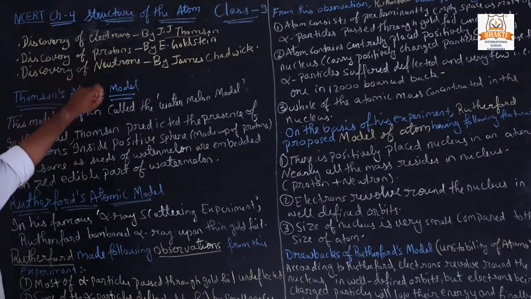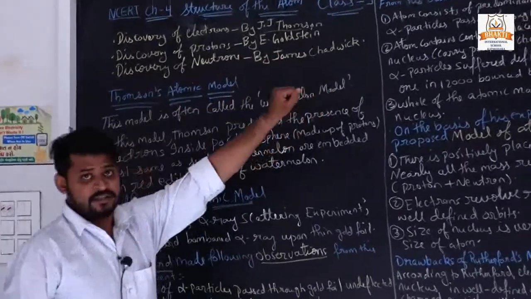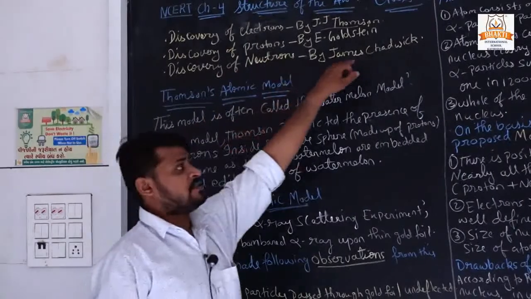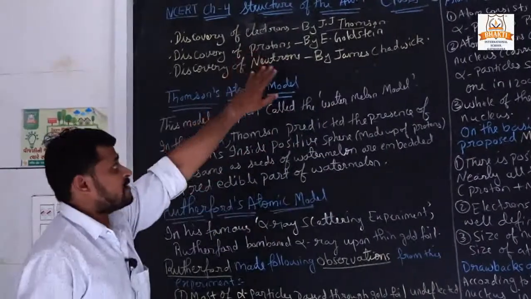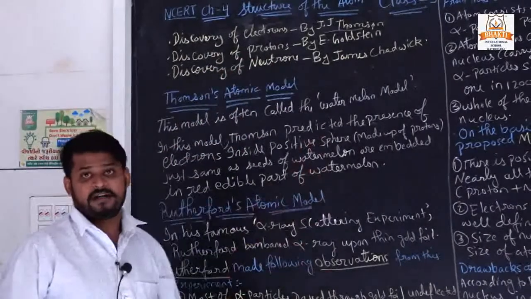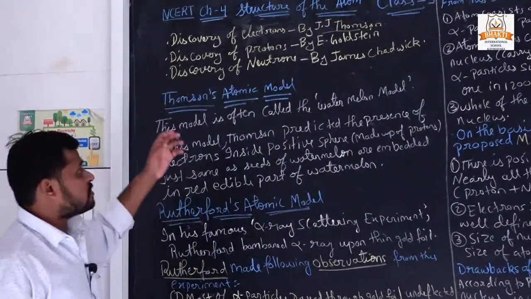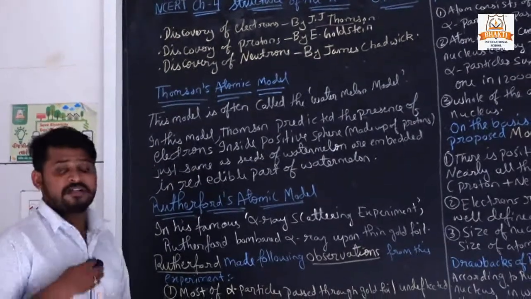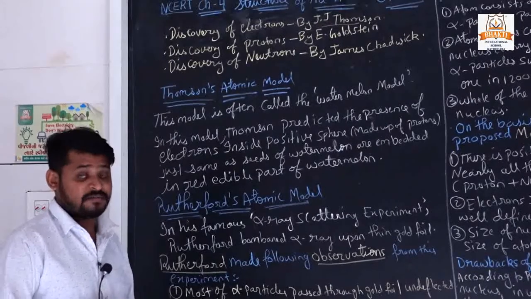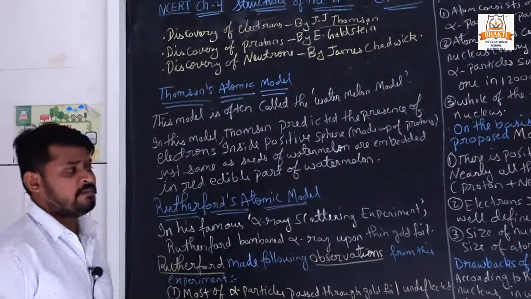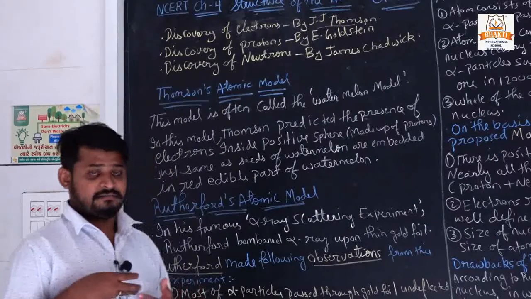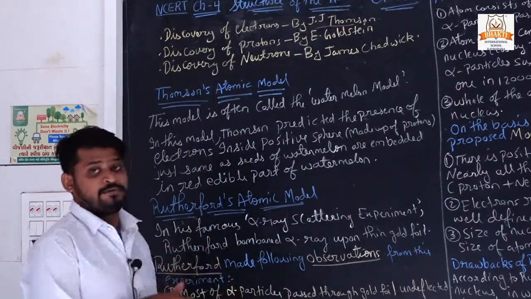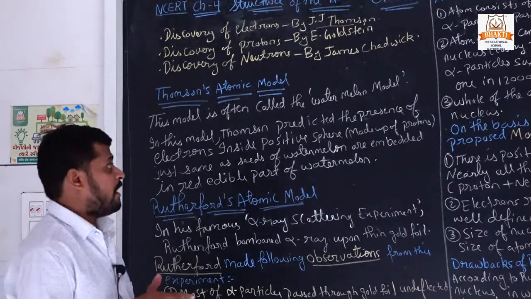Then who discovered the proton? E. Goldstein discovered the proton. The discovery of the neutron was by James Chadwick. So these are the scientists who discovered the subatomic particles of an atom. Now, first, how the electron and the other subatomic particles were discovered. There are so many models given that tried to prove the subatomic particles of an atom.